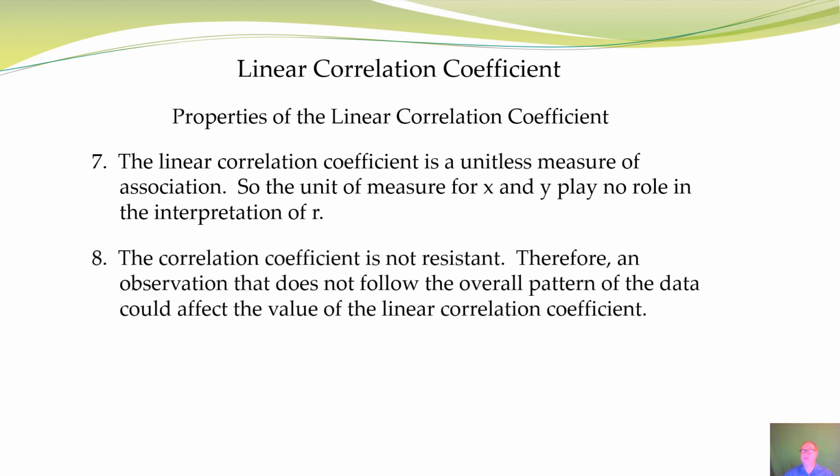The correlation coefficient is not resistant. Therefore, an observation that does not follow the overall pattern of the data could affect the value of the linear correlation coefficient. We talked about this in chapter 3 with the mean and median. The mean was not resistant, the median was resistant. So the correlation coefficient is not resistant. An outlier will affect it drastically.